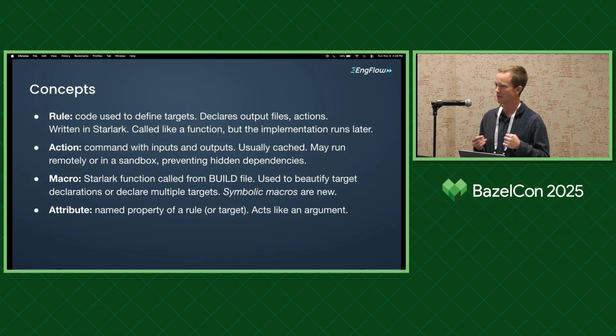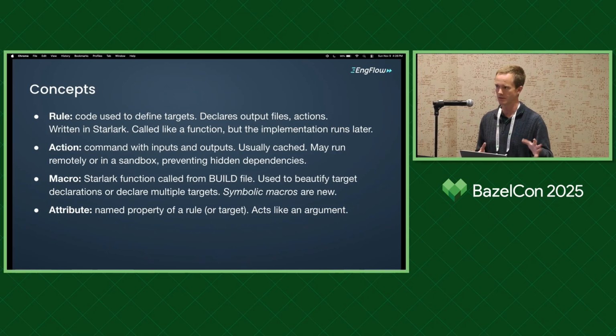Actions. An action is a command that Bazel runs. The purpose of the rule is to take a description of what you want to build and reduce it into a series of actions. From a user perspective on Bazel, you don't really see actions that much. You might see the scrolling output, like CC compile, Go compile, whatever. But the actions are not super visible. The rules are the ones that are actually defining the actions.